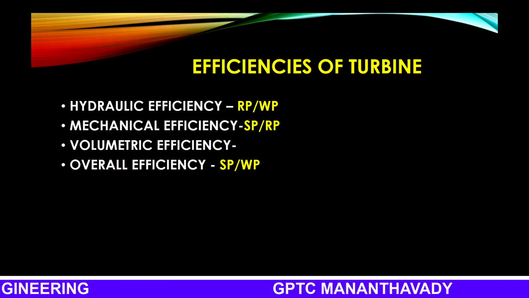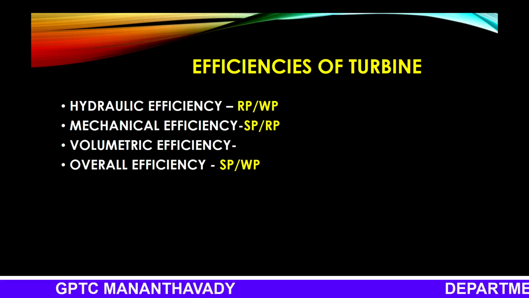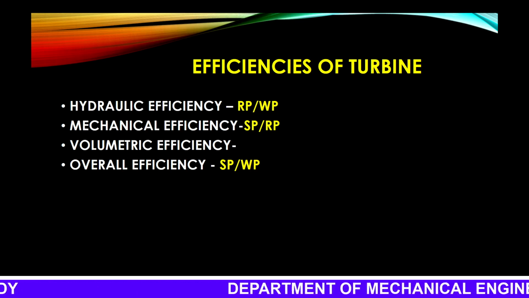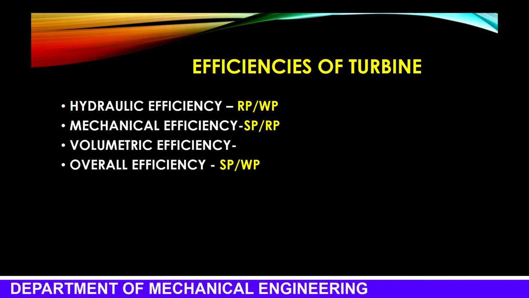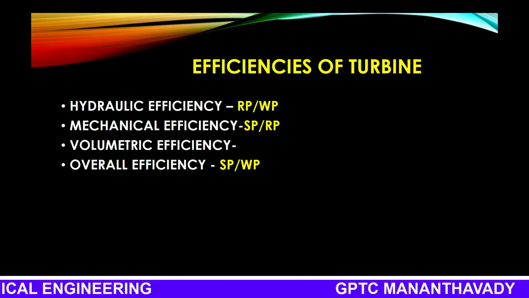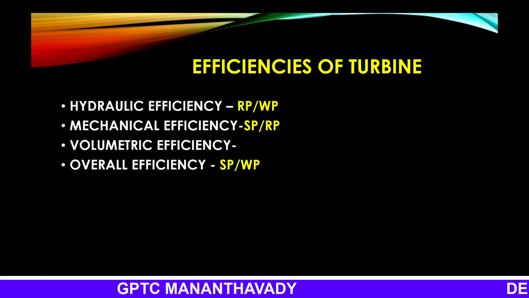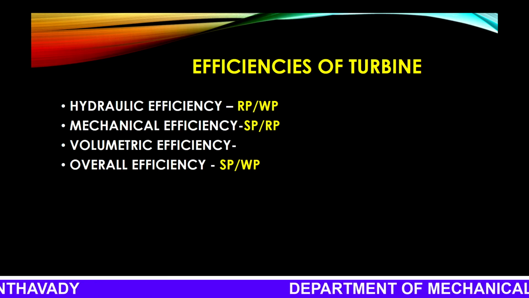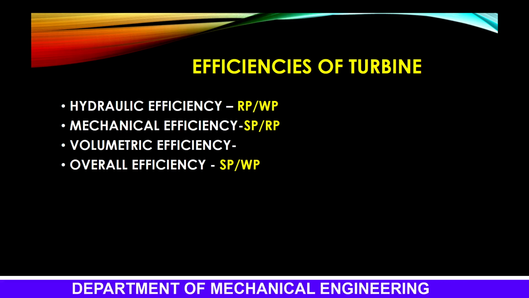And last one is the overall efficiency. It is defined as the ratio of power available at the shaft of the turbine to the power supplied at the water inlet of the turbine, that is output by input. So the output of the turbine is the shaft power and the input is the water power, the power supplied by water at the inlet. So we can write shaft power by water power.